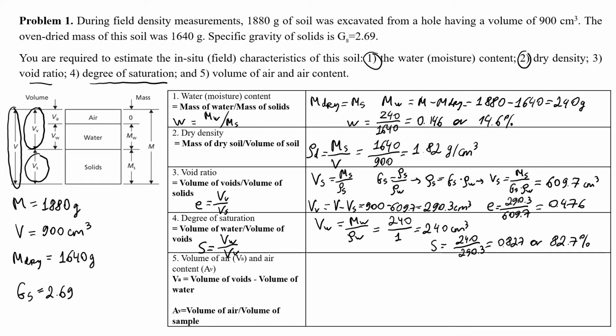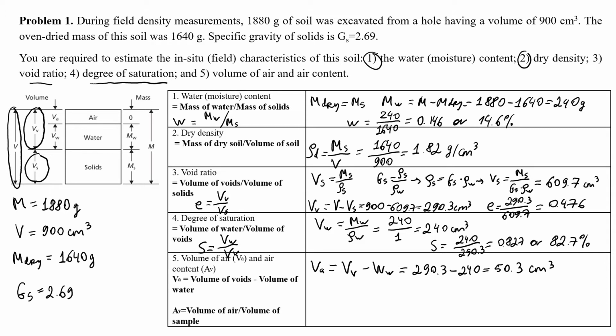And the last bit is the volume of air. The volume of air can be obtained from the definition of volume of voids, which is volume of voids minus volume of water. And we already know the volume of voids, it's 290.3. Volume of water, also we already obtained this, it's 240, which gives us approximately 50.3 cubic centimeters.